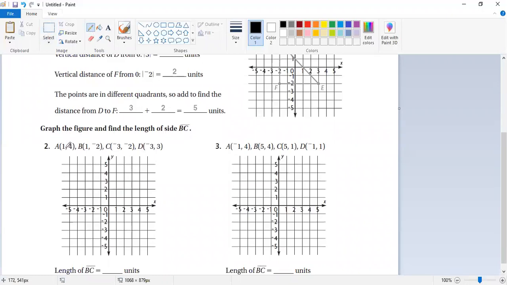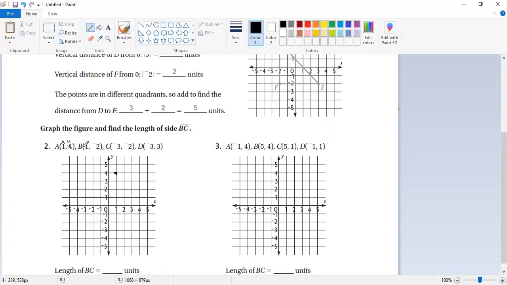This is going to be A, which is 1 and 4. So as usual, this is going to be X. This is going to be the value for X. And this is going to be the value for Y. So 1 and 4 means X is here for 1. And 4 means it's here. You go up 4. So you draw a point here at this place. So this is going to be your point A.